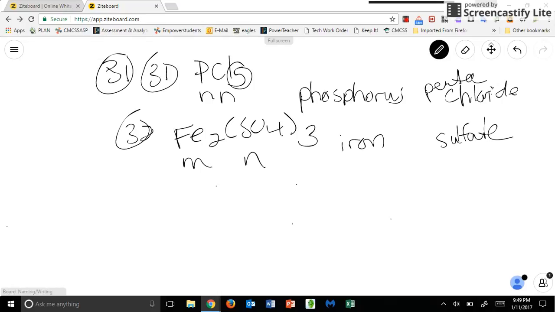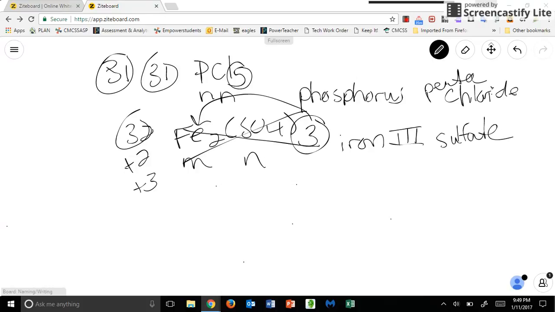Now, since you have a metal, you have to look on the back of the cheat sheet. So everybody find iron. No fake lookers. Everybody find iron and look, can iron have more than one charge? So when you flip, iron can be a 2 or iron can be a 3. So you have to let me know, is this iron 2 or iron 3? And the general way to do this is after the crisscross. So that means this 3 really came from iron. So this would be iron 3 sulfate.